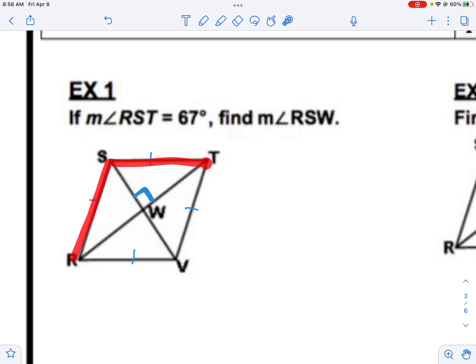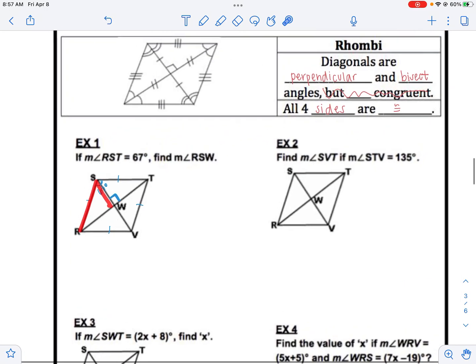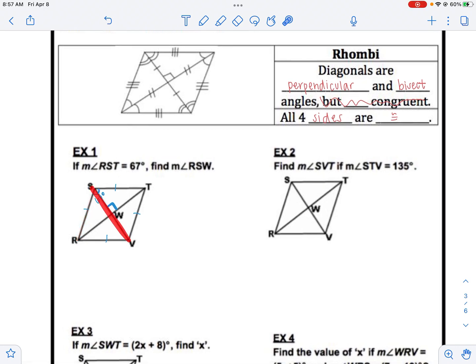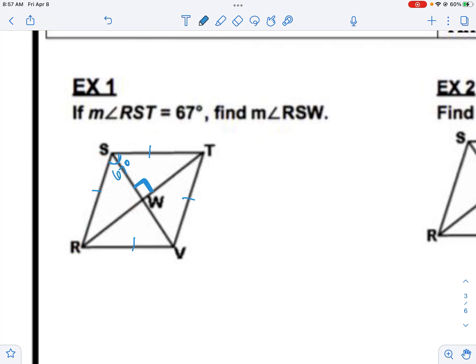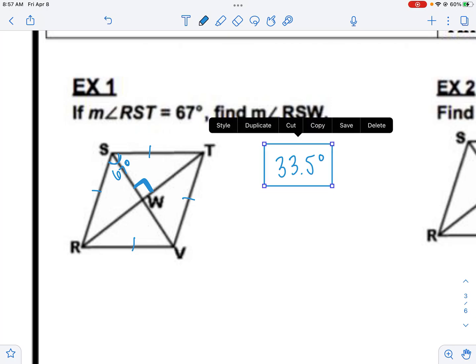It tells me that RST, so this whole corner angle up here, is 67 degrees. It wants me to find RSW. Well, if we go back to that reference chart, remember that the diagonals bisect the angles in the corner. So I just need to figure out what's 67 divided by 2, and that's going to tell me what RSW is. That would tell me what half that angle is. And half of 67 would be 33.5 degrees. And that's it.